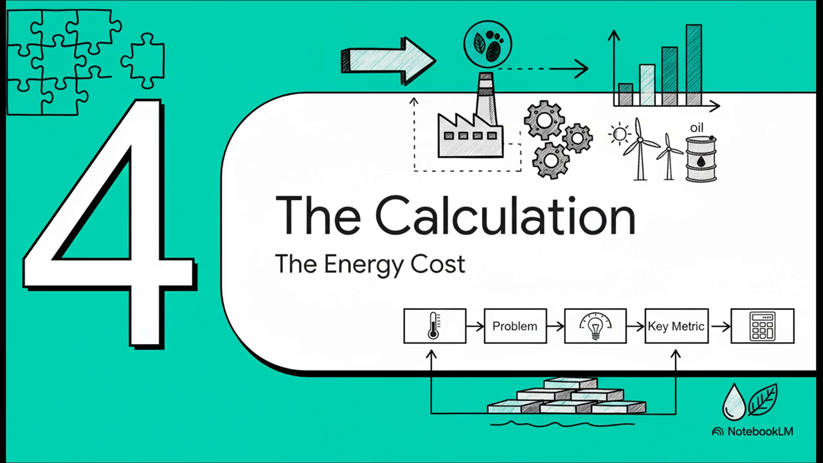Okay, so we have all the pieces of the puzzle now. We know the problem, the crazy thick bitumen. We know the solution, the high-pressure steam. And we have our key metric, the steam-to-oil ratio. So now, let's put it all together and actually run the numbers. This is where we figure out the real energy cost, step by step.